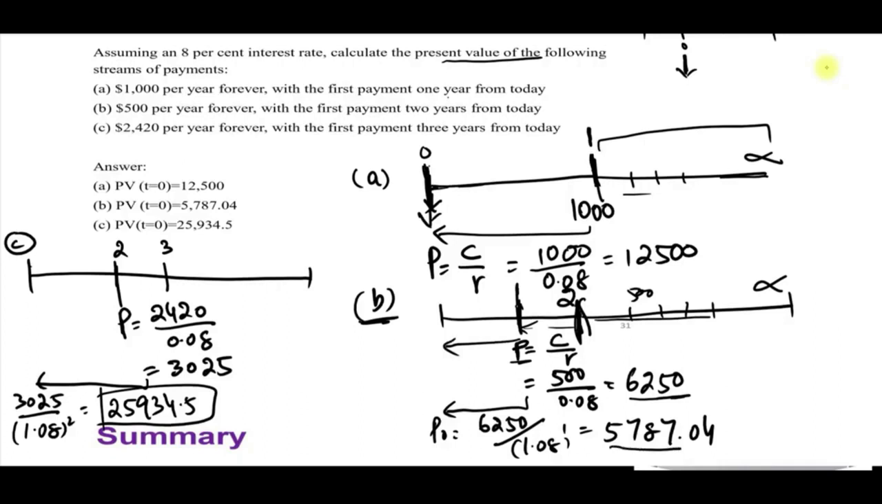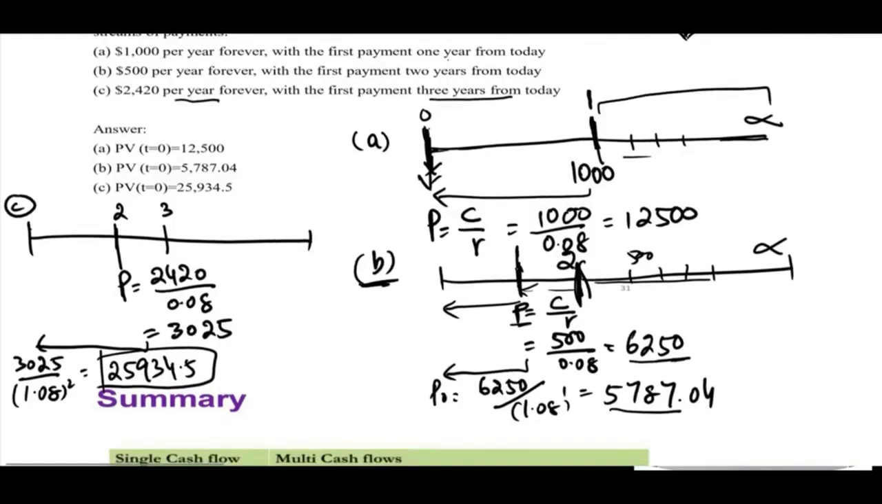And last is 2,420 per year forever, with the first payment 3 years from today. So that is actually 3 years for forever, and that's why we have to take 1 year less. Our answer would be at year 2, right? Once we get the perpetuity value at year 2, we have to take it back to year 0. That is how it would work, and our answer would be this answer. Okay, so these are some calculations for your perpetuity, annuity and deferred annuity, so you need to understand.